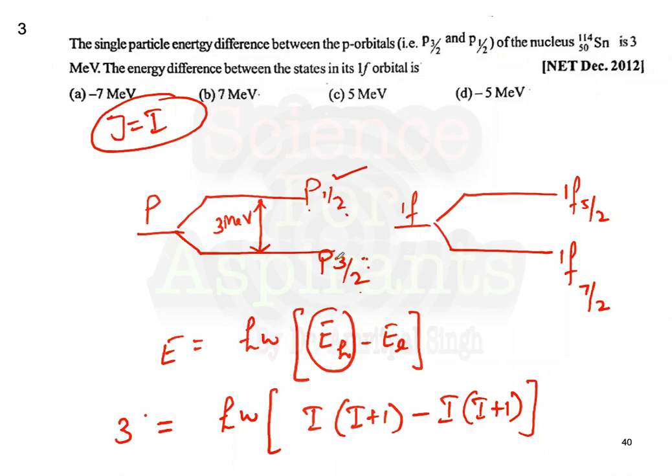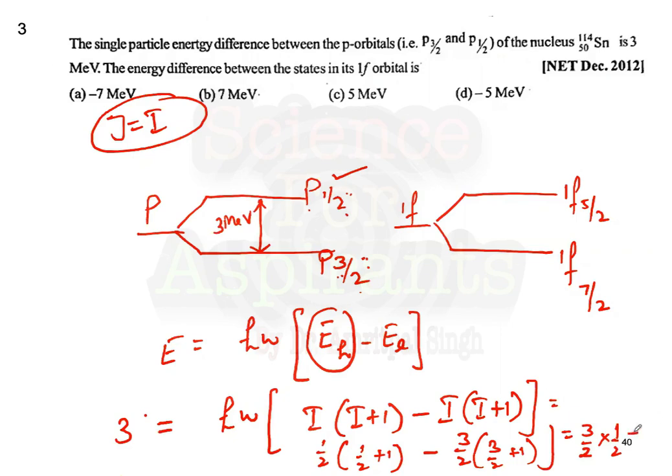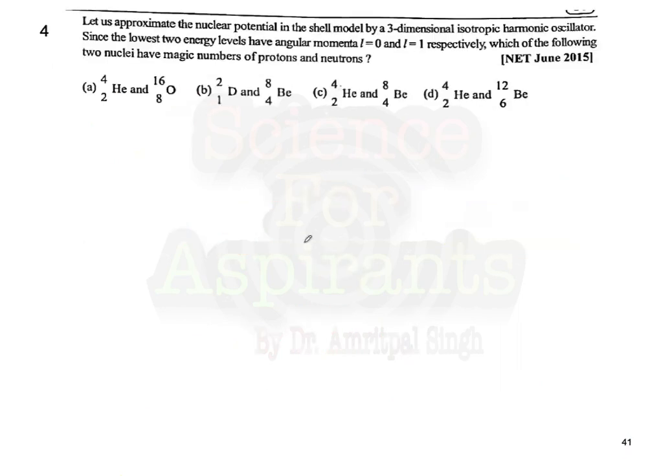And when you put the value of J, J for this is 1/2 into 1/2 plus 1, minus 3/2 into 3/2 plus 1. So it comes out to be 3/2 into 1/2, and this is 3/2 into 5/2. I will write it here. So this 3 comes out to be h bar omega into minus 3.